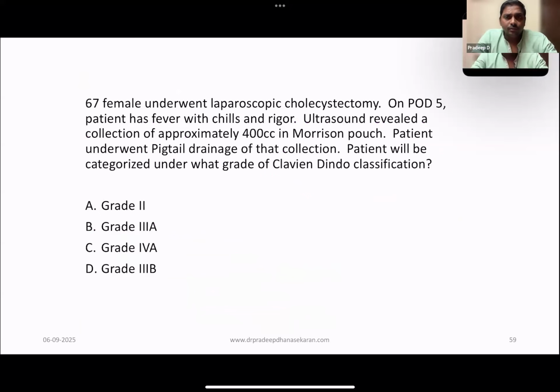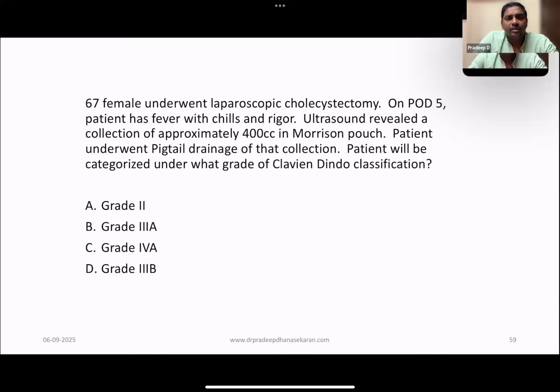Right. This should be an easy peasy for you. A 67 female underwent lap chole. On the 5th postoperative day, the patient had fever, chills, rigor. USG revealed a 400 cc collection. The patient underwent pigtail drainage of the collection. What grade of Clavien-Dindo classification?